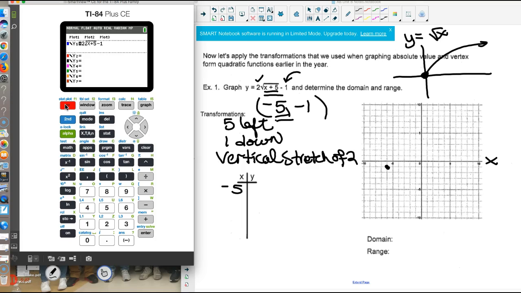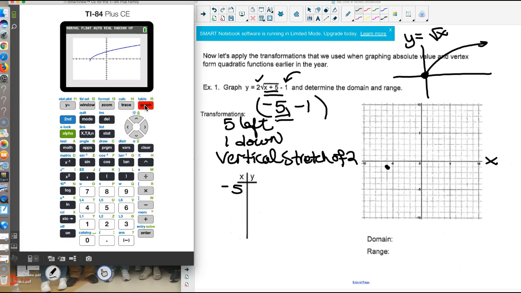Did you type it in yet? I'll wait for you because I'm only doing one. Did you get yours typed in? Did you get yours typed in too? All right. And then to see the graph, I'm not going to graph it yet though, but I just want you to see how our vertex moved 5 to the left and 1 down from 0. So it did what it should have done.